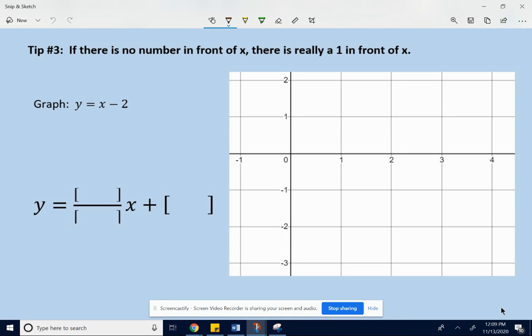Okay, let's graph y equals x minus 2. We want a fraction in front of the x, and we want a number after the plus. Here's a situation where we don't have a plus sign, but we could think of a subtracted 2 as plus a negative 2, because a subtracted number could be thought of as an added negative number.